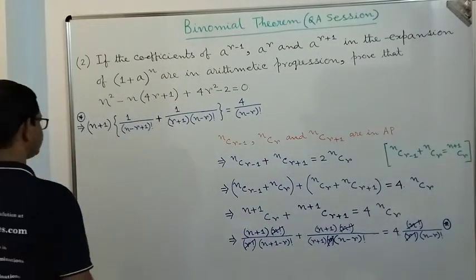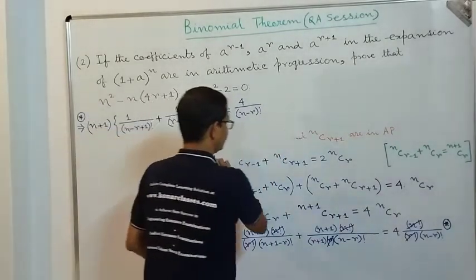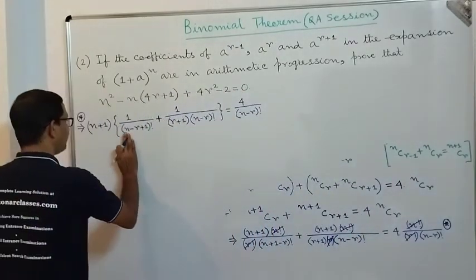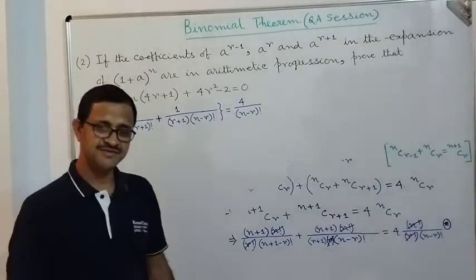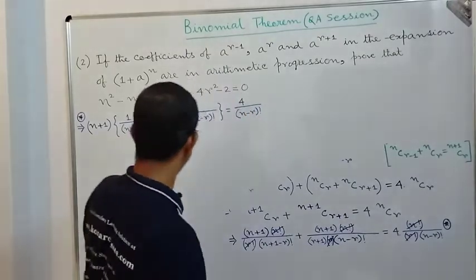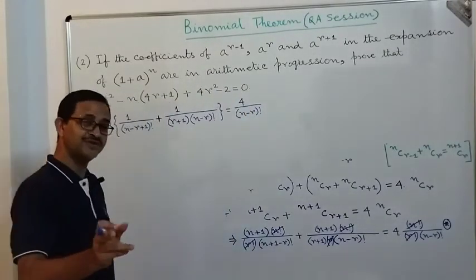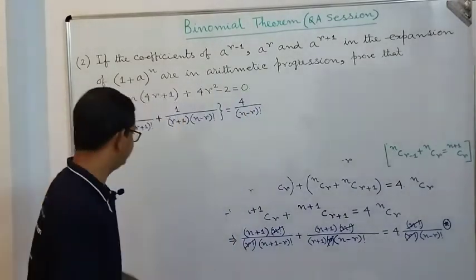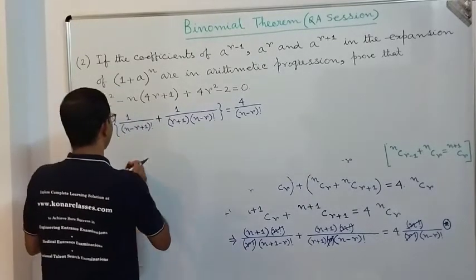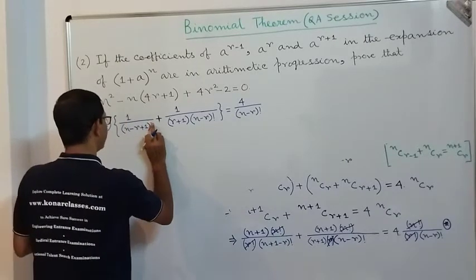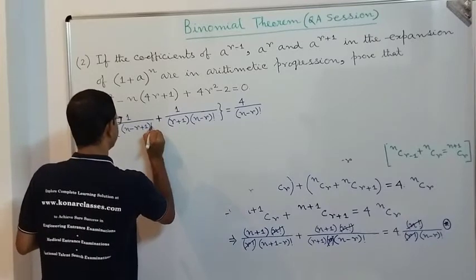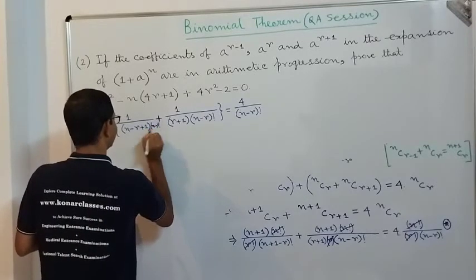So now let's look into the simplification. Let me clean this portion. Okay, so what we get, dear students? So n minus r plus 1 factorial is nothing but n minus r plus 1 into n minus r factorial, because we know n factorial is equal to n into n minus 1 factorial, using that concept. So instead of n minus r plus 1 factorial, we can write n minus r plus 1 into n minus r factorial.